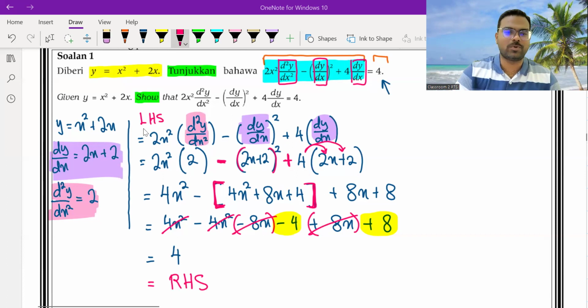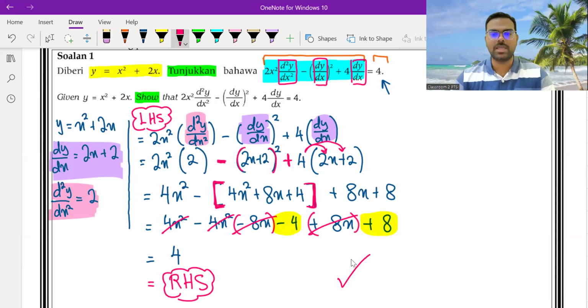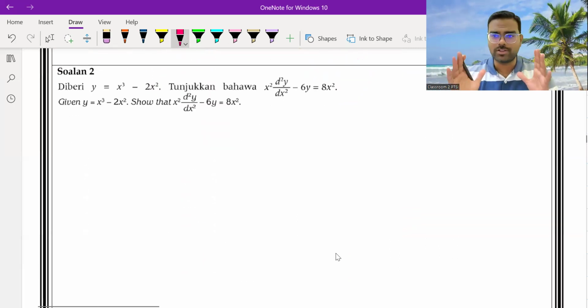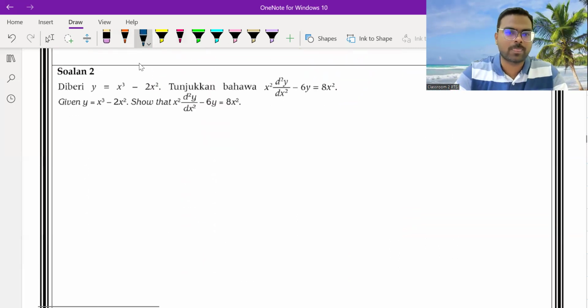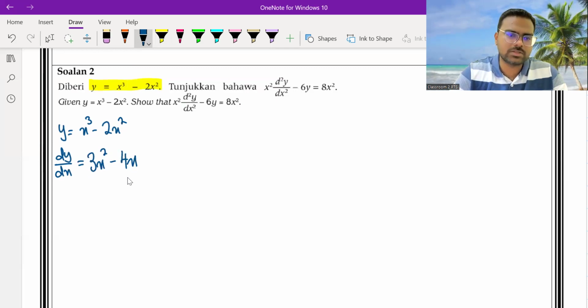That's it. This is the most important part. Kita start from left. At the end, kita dapat right hand side. Bingo. We are done with the first question. Moving forward to the next question. Now you already got the idea, right? You can do this very fast now. So this is the information given. Y equal x cubed minus 2x squared. Differentiate. dy dx will be equivalent to 3x squared minus 4x.